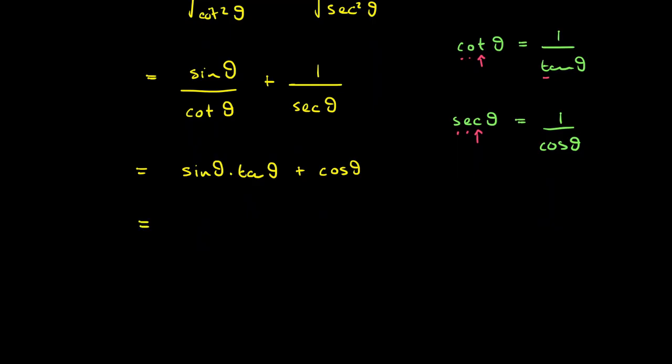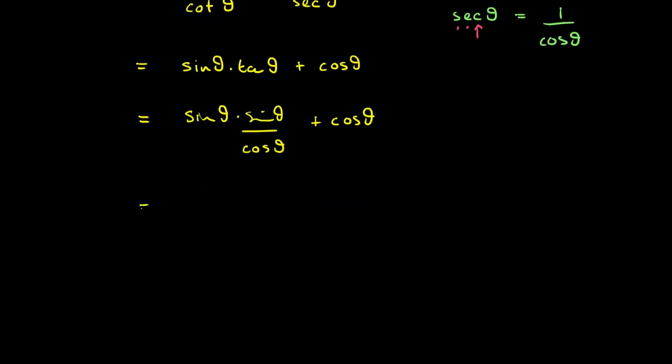We have got sine theta times tan theta. Well, tan is sine theta over cos theta. And so therefore, what I'm going to have is sine squared theta over cos theta plus cos theta. So we're getting closer.